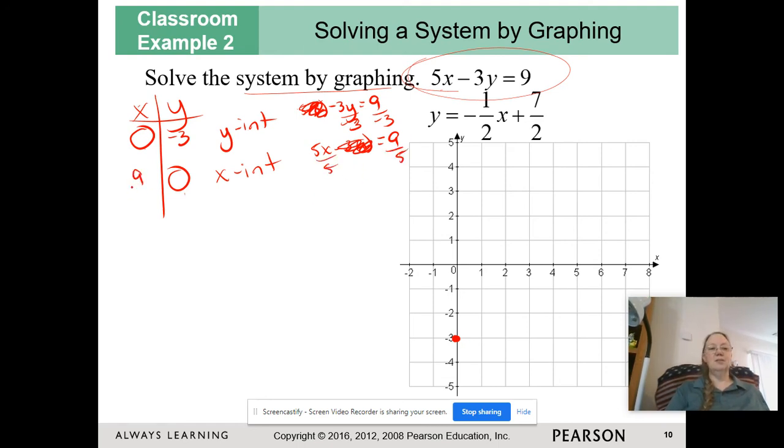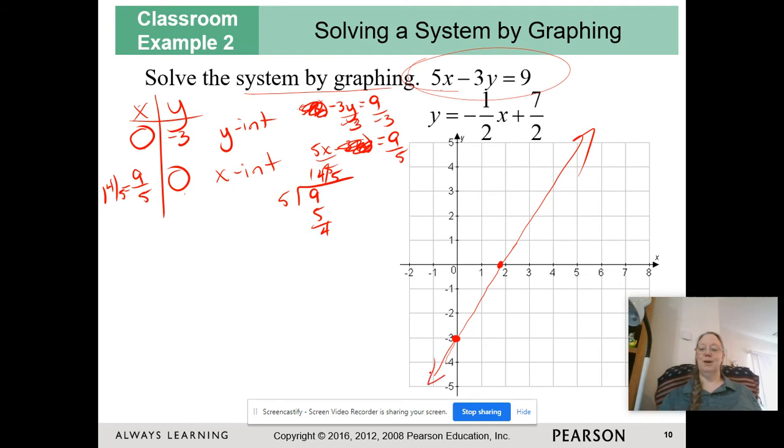And I get 9/5. Now, it's easier to graph when this is a mixed number, actually. So 5 goes into 9 one time with a remainder of 4. So this is 1 4/5. So it's not quite 2. So not quite 2 would put it right about there. And we are going to try our absolute best to get this as exact as we possibly can.